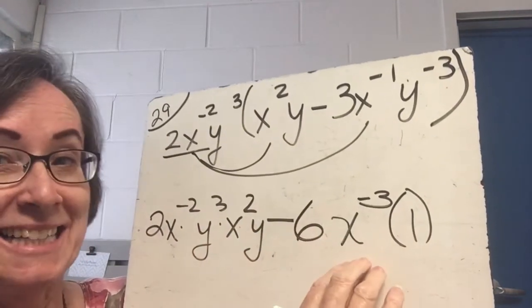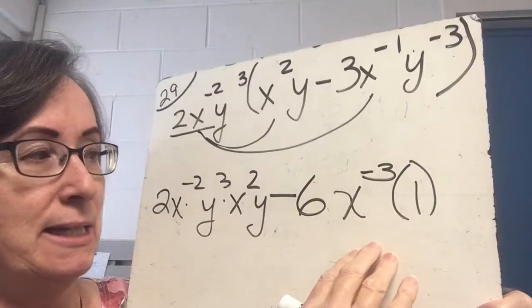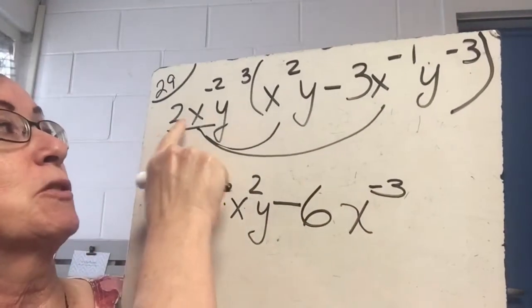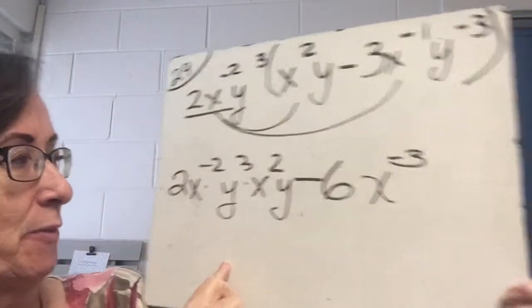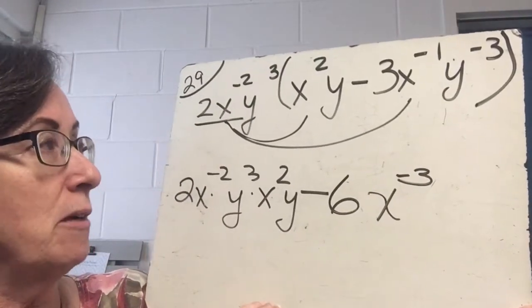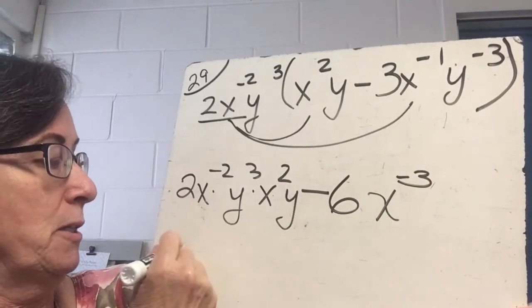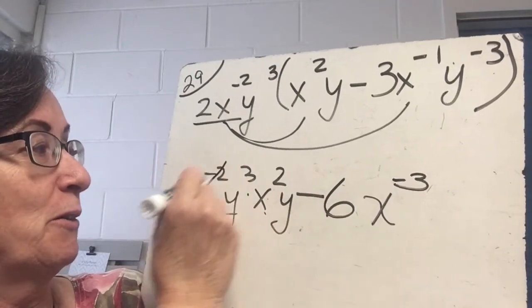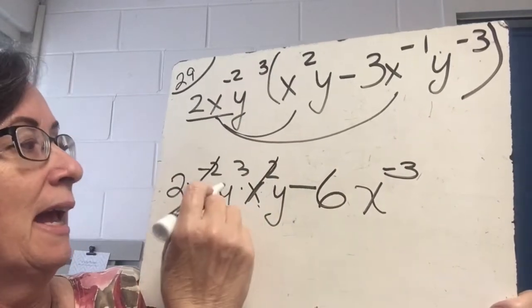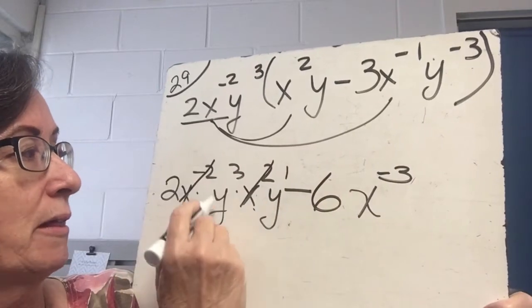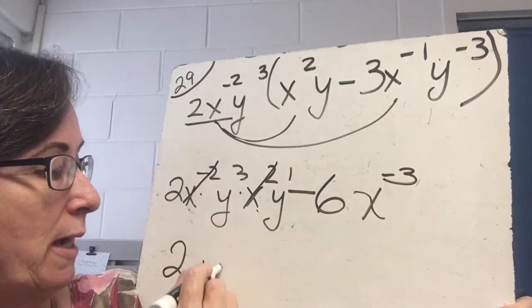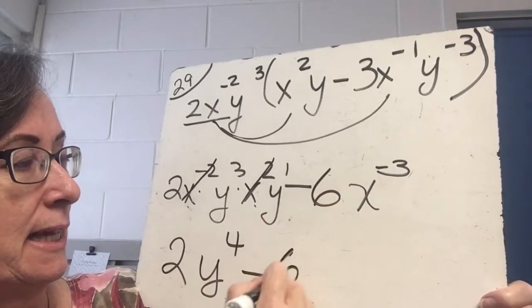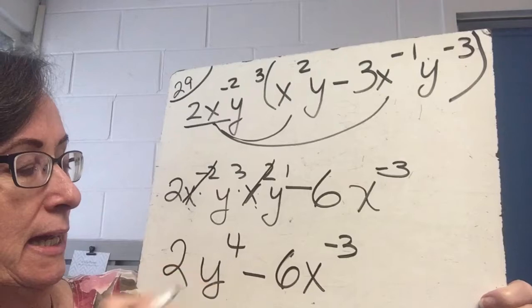So I simplified this one as I went, except I don't need this, right? So I don't need that there. But this one, I just wrote these and wrote those, and now I'm going to simplify it. So you can do it either way. Either way is correct. So here is going to be a 2. We have an x to the negative 2 and an x to the 2, so aren't those going to become 1? And this is a y to the 1, so a y to the third times a y to the 1 is a y to the fourth minus 6x to the negative 3.